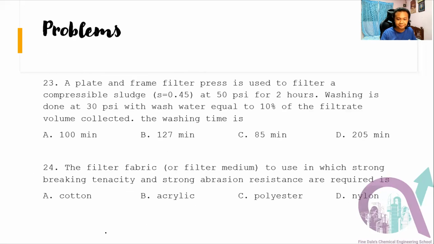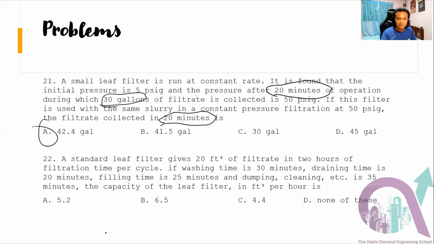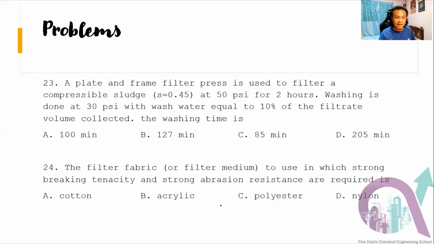So that's letter C. Okay, so let's move on to the last two numbers. So last two numbers, I'll have to use a formula here.